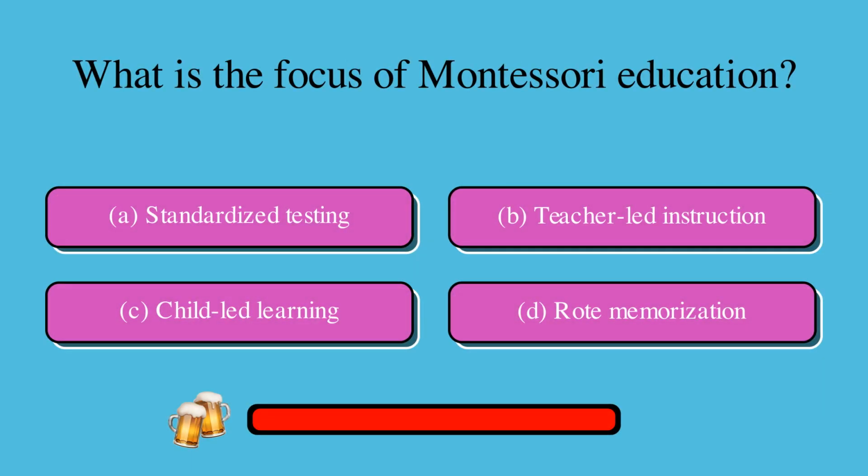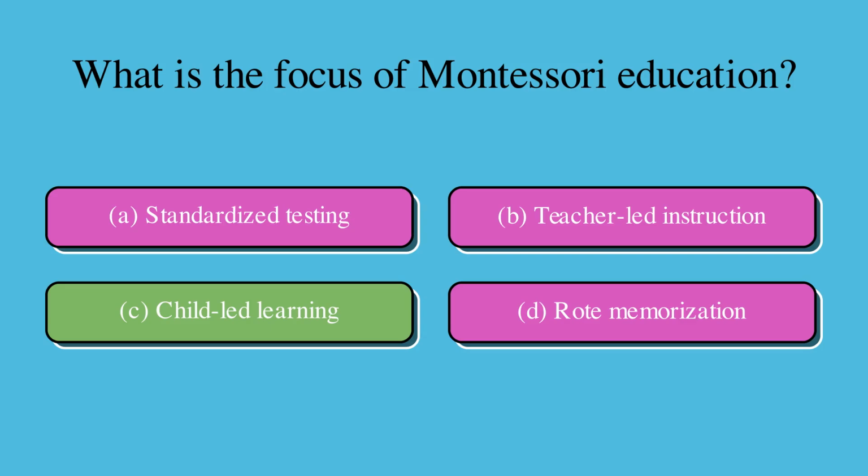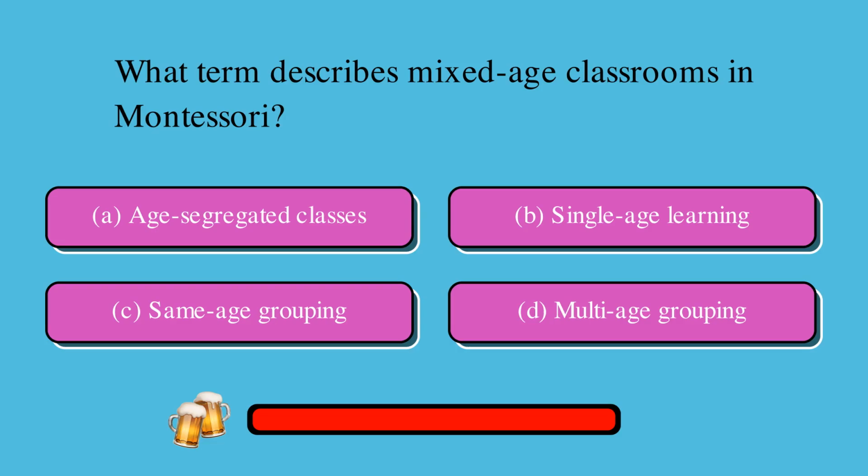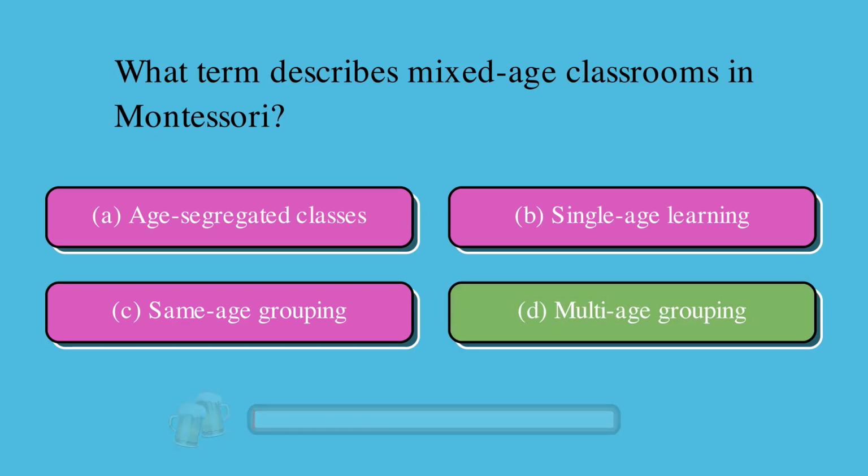What is the focus of Montessori education? Is it A, standardized testing, B, teacher-led instruction, C, child-led learning, or D, rote memorization? The correct answer is C, child-led learning. What term describes mixed-age classrooms in Montessori? Is it A, age-segregated classes, B, single-age learning, C, same-age grouping, or D, multi-age grouping? The correct answer is D, multi-age grouping.